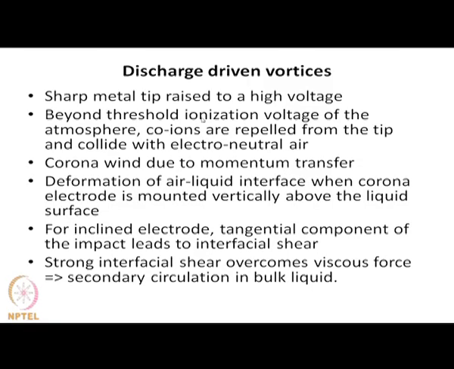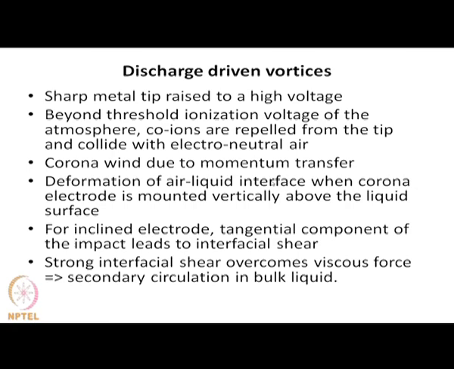Because the ionization voltage is reached, there would be ionization and the co-ions that are formed at the tip. The tip has to be extremely sharp and there has to be very high voltage. These are the primary conditions. So, then the co-ions are formed and they are repelled from the tip, and because of the collision of these co-ions with the otherwise electroneutral air, there would be a corona wind forming because of the momentum transfer.